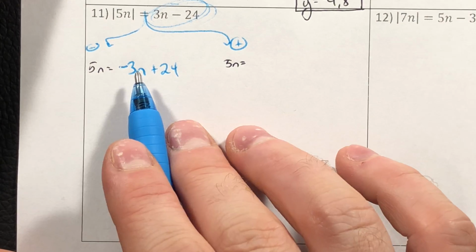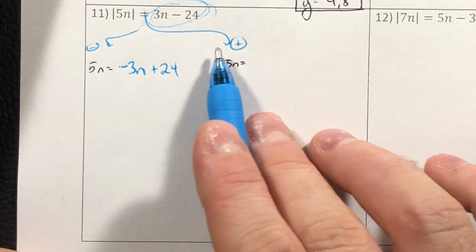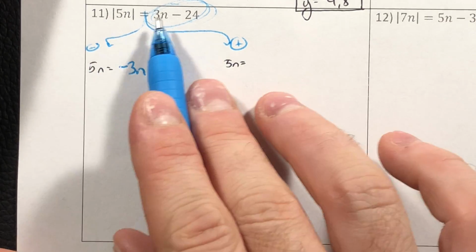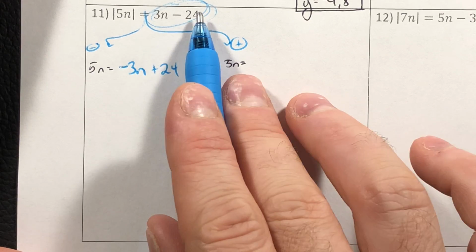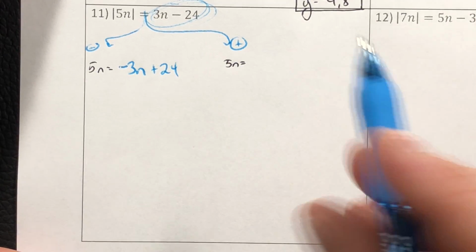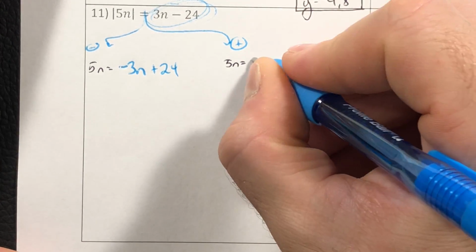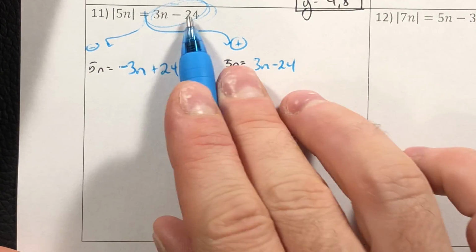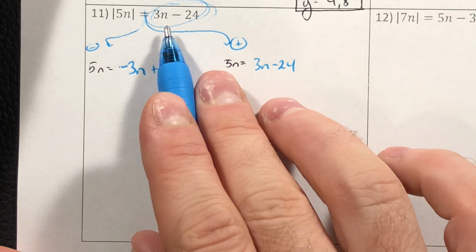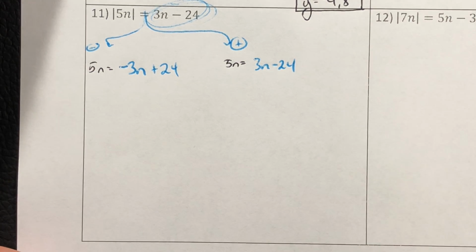Oftentimes what we'll see students do is they'll either make them both negative and make them both positive, and they're not really considering that we're taking a negative version of this, which means just change the signs. I may get alternating signs, I may not. It just depends. And when I take the positive, I'm not making both of them positive. I'm multiplying them both times positive 1, which keeps their signs.